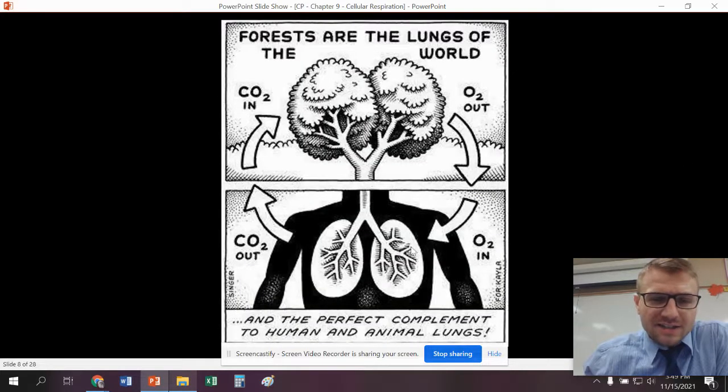You can again see when we breathe out CO2, my bad, we breathe out CO2, plants take that in, they breathe out oxygen, and we take that in.